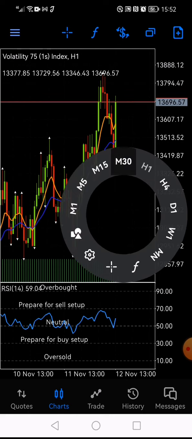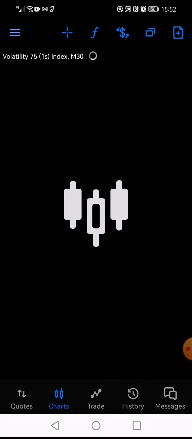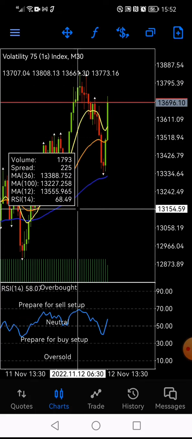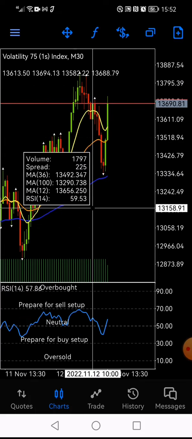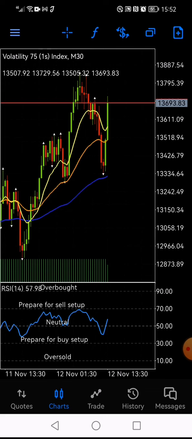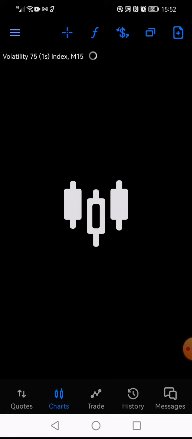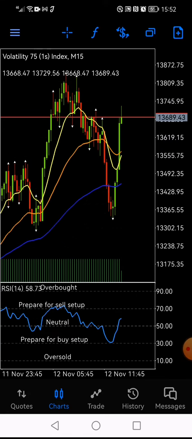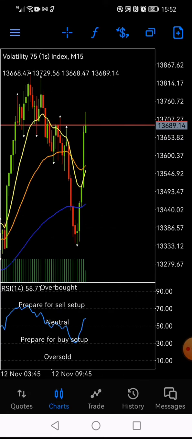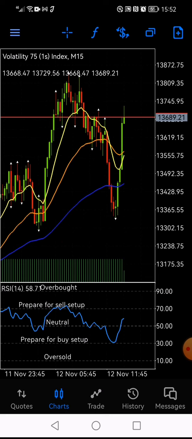And we also have the 30-minute chart. In the 30-minute chart, we have something different. We have the 12 exponential moving average, the 100 moving average, and the 36 exponential moving average. These are the ones we have here in the 30-minute and the 15-minute. They're the same. These are the time frames that we trade when we want to enter trades during the day and not hold trades.